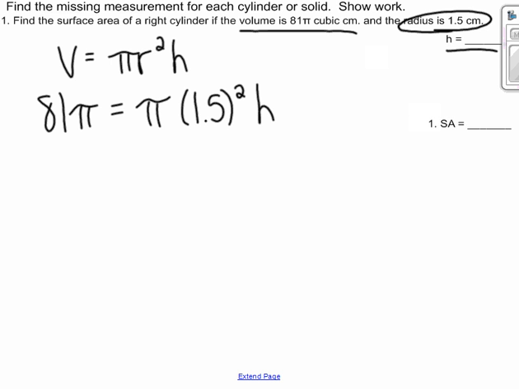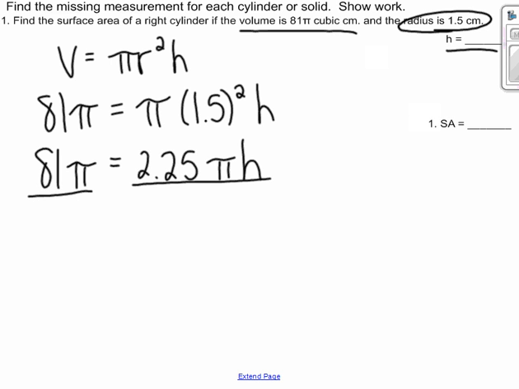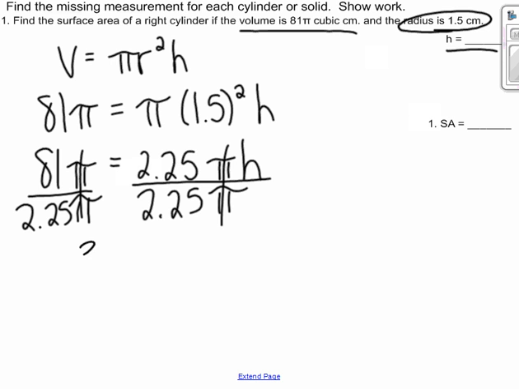Okay. So we get 81 pi, and I square the 1.5 to get 2.25, and I just put it first. I'm used to seeing the number in front of the variable, so I just rearrange these two. And then to get h alone, I need that pi out of there, so I'm going to divide both sides by pi, because those will divide out. And I also need to divide both sides by 2.25. So 81 divided by 2.25 is 36, and that's my height. It's 36 centimeters. And then I'm done.